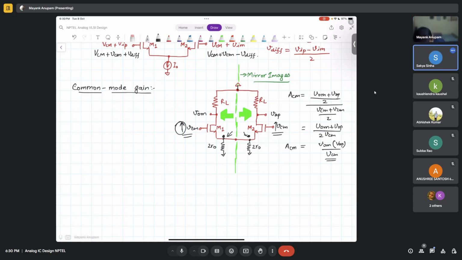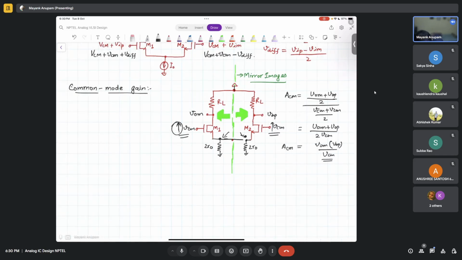Even if I remove this connection here, will they be the same or not? Same. Correct. So this connection is not mandatory, at least in this condition, for both the node voltages to be the same, right? They will be the same irrespective of this connection.